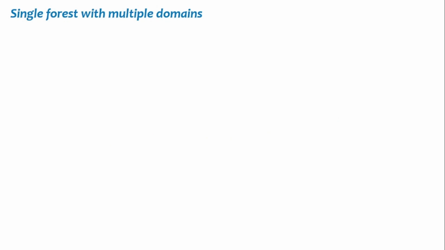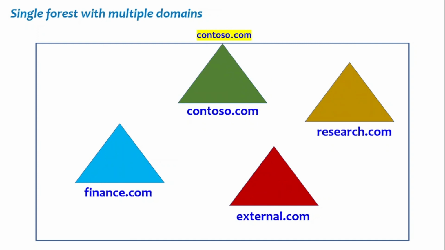It was a single forest with multiple domains infrastructure. It was somewhat like this, say 4 domains with a single forest. And as we know, the enterprise admins have complete control, or unrestricted access, on each and every object in the entire forest.